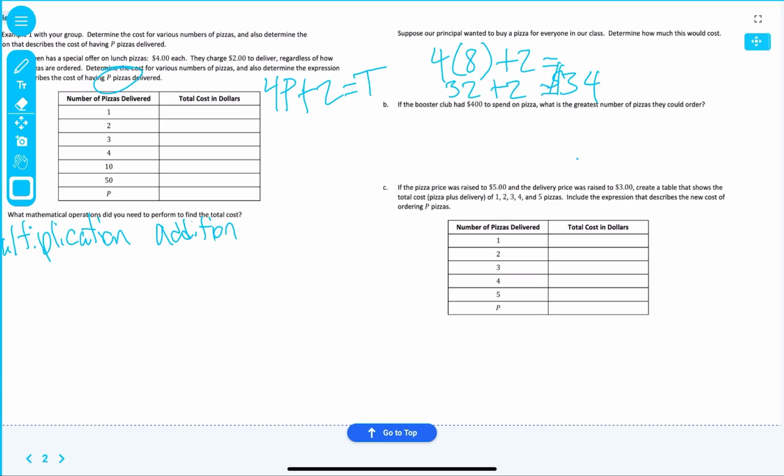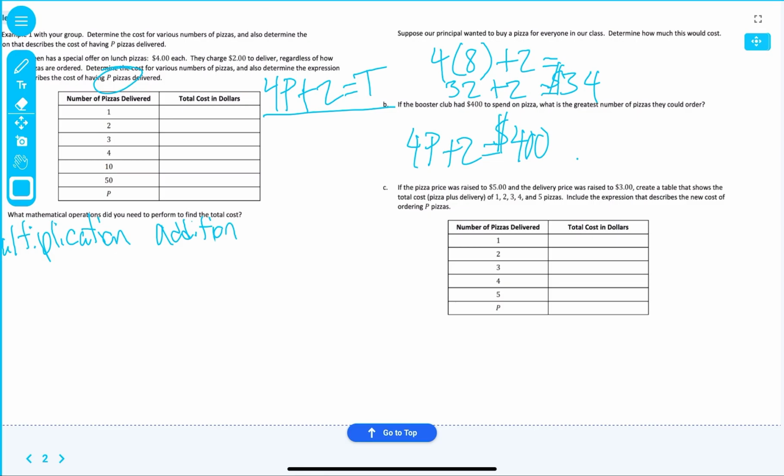If the Booster Club had $400 to spend on pizza, what would be the greatest number of pizzas they could order? Oh, that's a good question. We have our total, and we've got to figure out how many pizzas. So let's just rewrite our equation here: 4p plus 2 equals $400. How would we solve this? Well, we can't do 4 times p because we don't know it, and plus 2, we don't have anything to do with that.